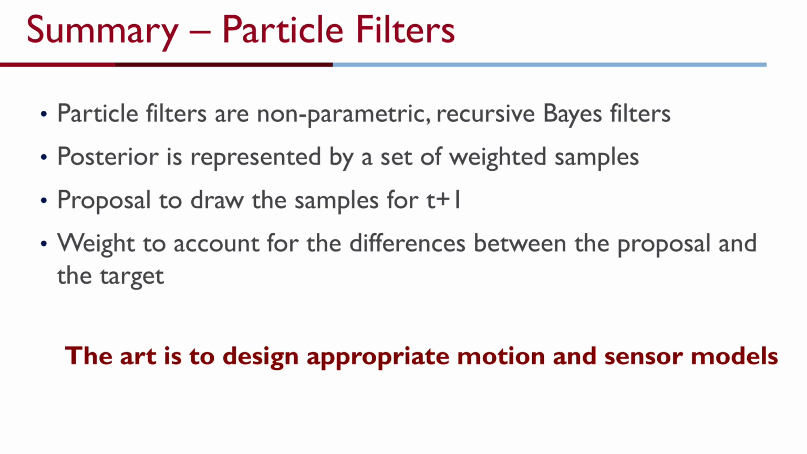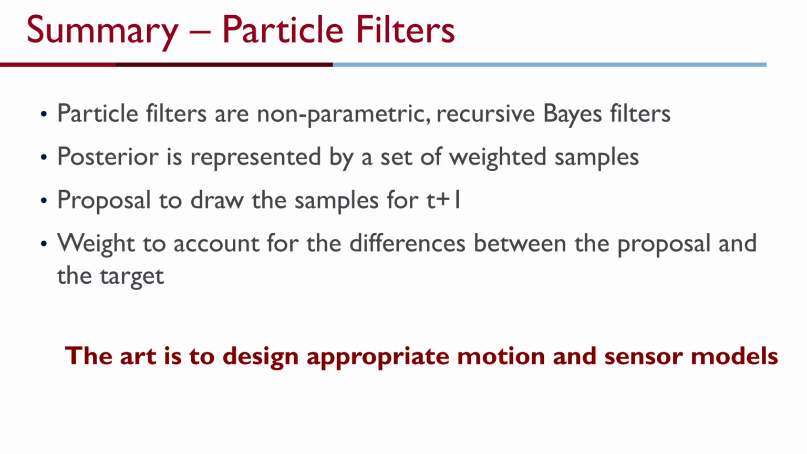Let's summarize what particle filters are. A particle filter is a recursive Bayes filter, and more specifically, a non-parametric version. This means we do not assume a specific shape for our posterior distribution. Instead, we use a set of random samples called particles to represent it.